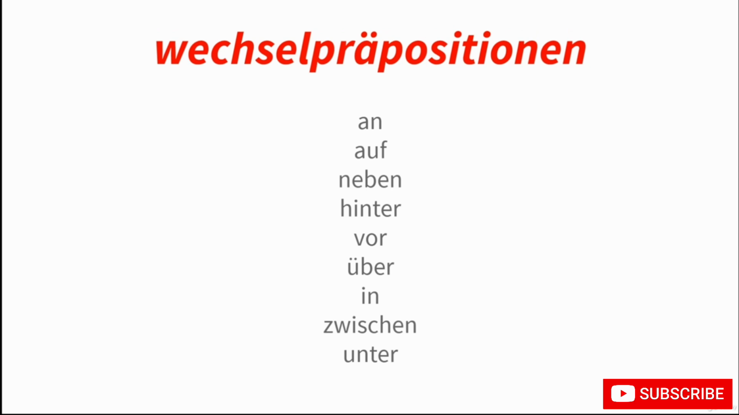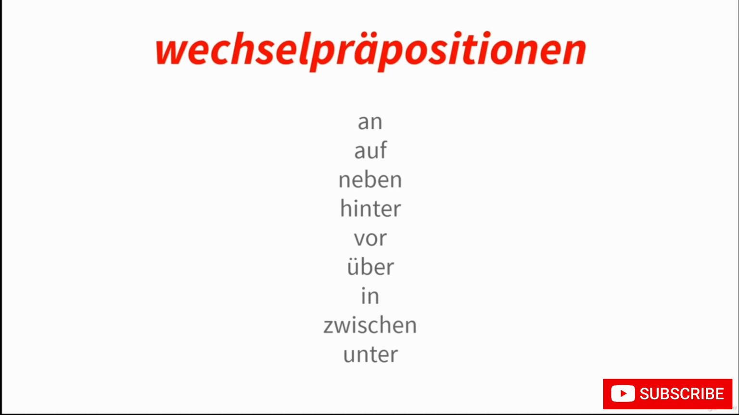So what are these Wechselprepositionen? There are 9 different Wechselprepositionen in German, and they are an, auf, neben, hinter, vor, über, in, zwischen, and unter. So, how can we decide when we use accusative and when we use dative?